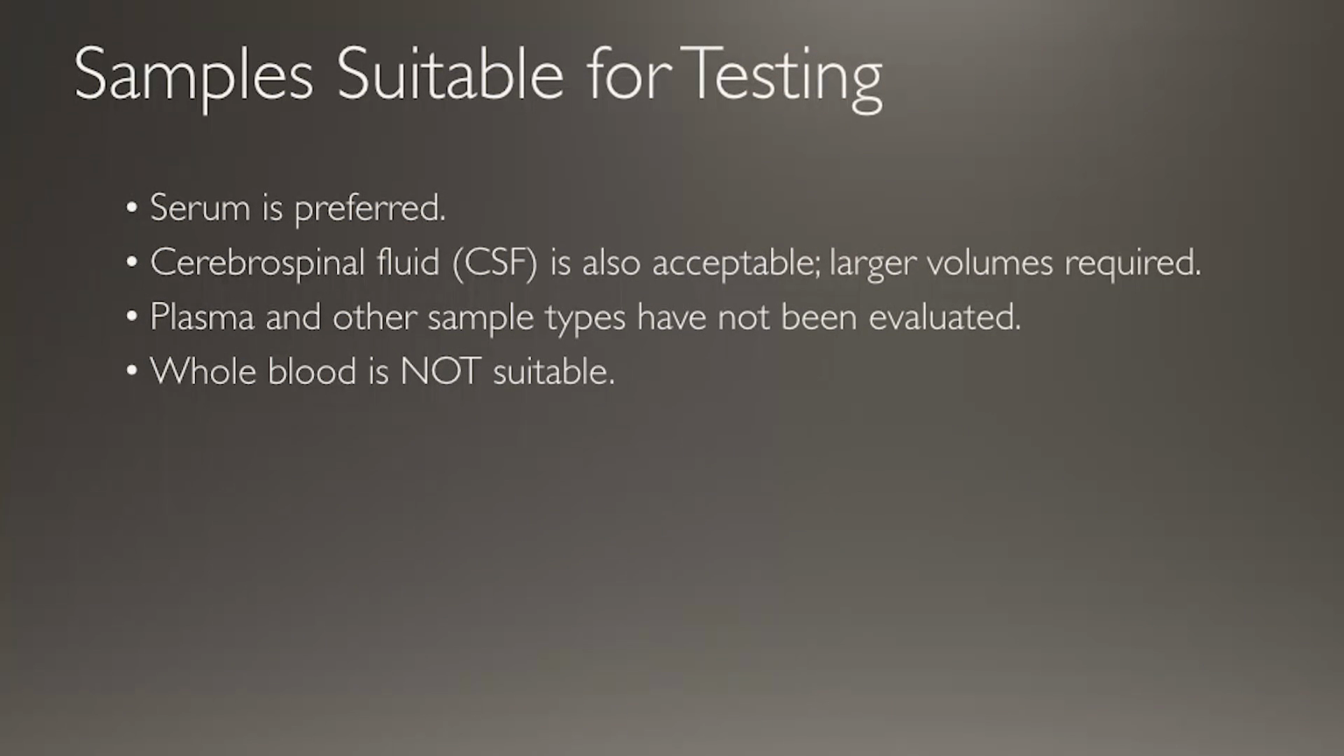Serum is the best and most common sample type for this testing, as it is generally easy to obtain and the sample needed is small, leaving the remainder for confirmatory testing if indicated. Cerebrospinal fluid, or CSF, is also acceptable, but volumes needed are larger. Plasma and other sample types have not been evaluated in the IgM ELISA. Whole blood is unsuitable for serology, and very bloody serum may give unreliable results.